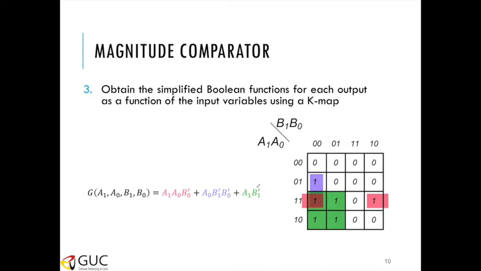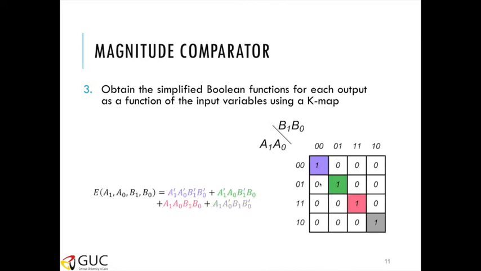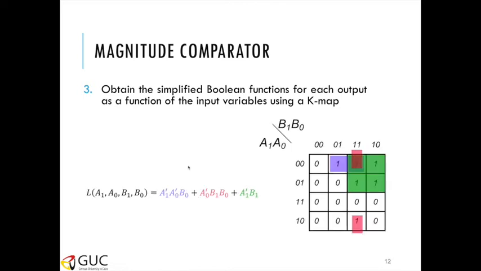We do the same for the other 2 groups, and since the other 2 groups are only made of a couple of 1s each, it's very logical to have them represented in larger min terms, as we've discussed before. As the number of literals in a min term increases, the actual number of ones in a group decreases. We do the same for the equal, and we obtain the equal output. We obtain the Boolean expression for it, and also the same for the less than.